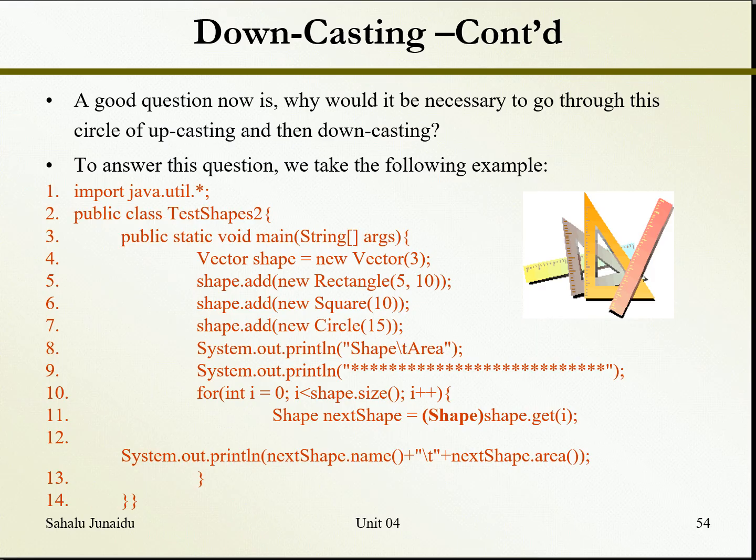So how do we now add? Remember, it's not an array. If it is an array, we say shape[0] equals something. But now it's a vector, and if we are to add any element in the vector, we have to make use of add.